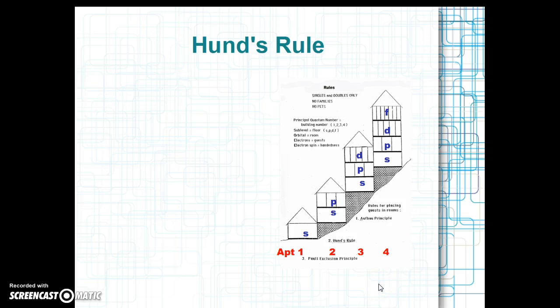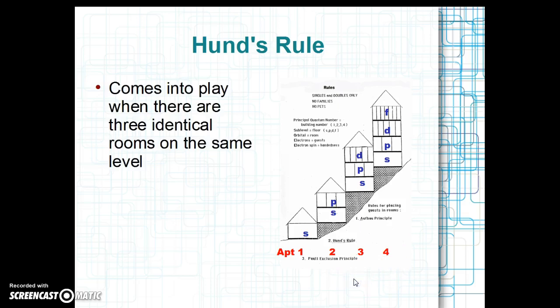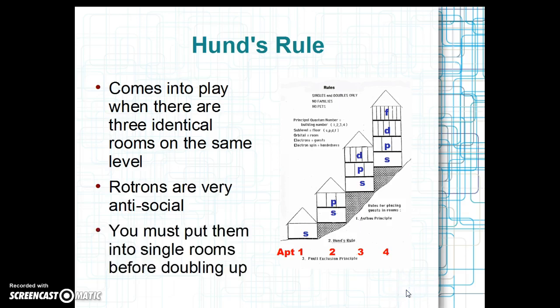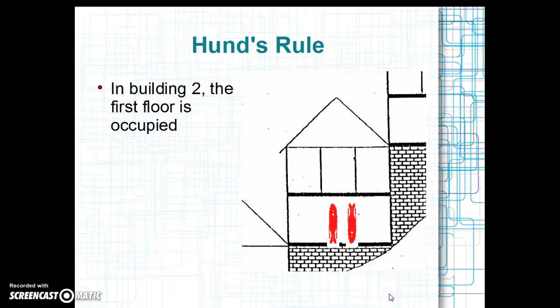Hund's rule. Now we're getting a little more into the electrons rather than the Rotrons. So we've got these 1, 2, 3, 4 apartment houses. Hund's rule comes into play when there are 3 identical rooms on the same level, which begins to happen right here on the 2p, or 2 pink, energy level. Rotrons, as I said before, are very antisocial. You must put them into single rooms before you double them up. It's the same thing with electrons.